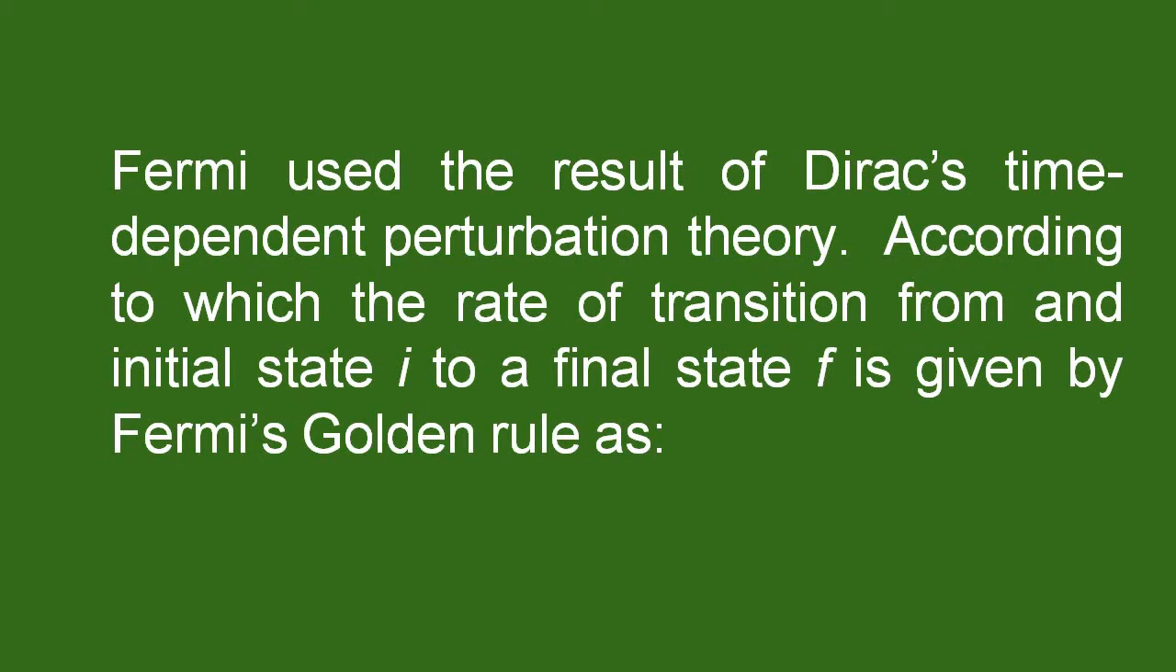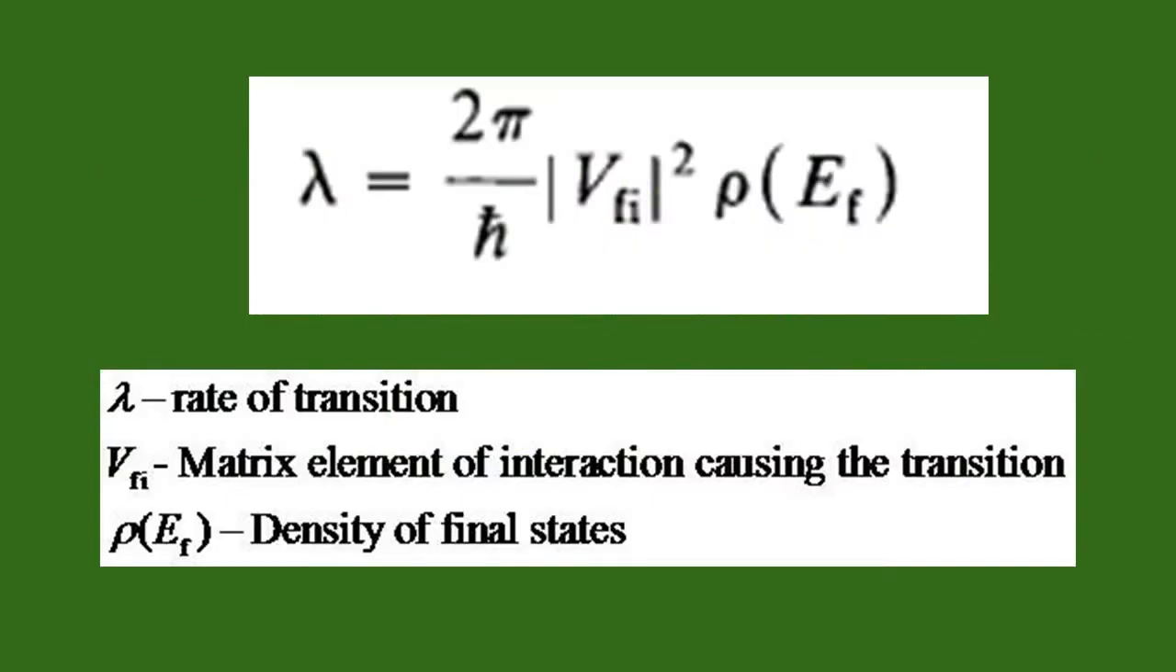Fermi used the result of Dirac's time-dependent perturbation theory, according to which the rate of transition from an initial state I to a final state F is given by Fermi's golden rule as lambda equal to 2 pi by h cross, the magnitude of Vfi squared, into rho Ef. So this lambda is the rate of transition.